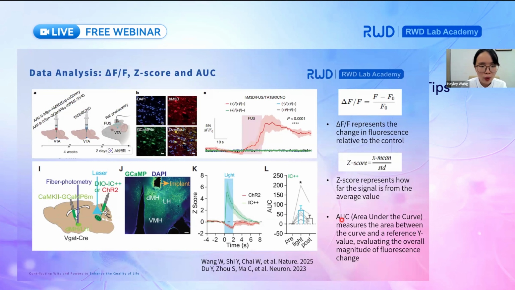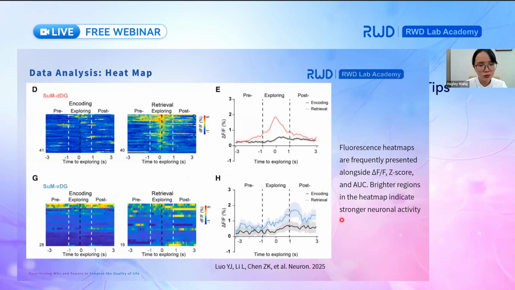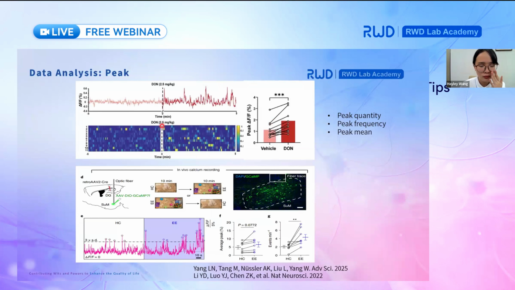Another commonly used quantitative index is AUC, or area under the curve. It measures the area enclosed by the curve and a reference Y value, and can be used to evaluate the overall magnitude of fluorescence change. A fluorescence heat map is also often shown together with delta F over F and AUC. The brighter region in the heat map indicates stronger neural activity, making it easier to visualize the distribution of signal changes over time.